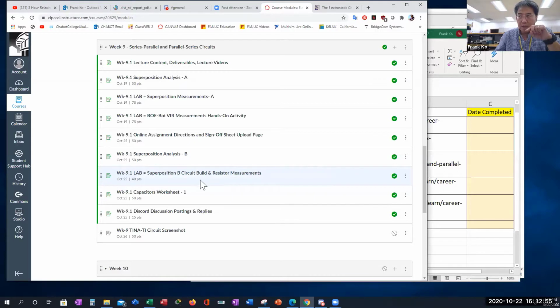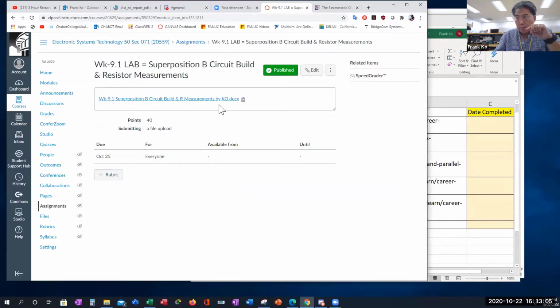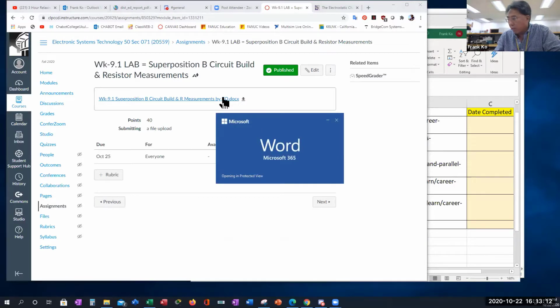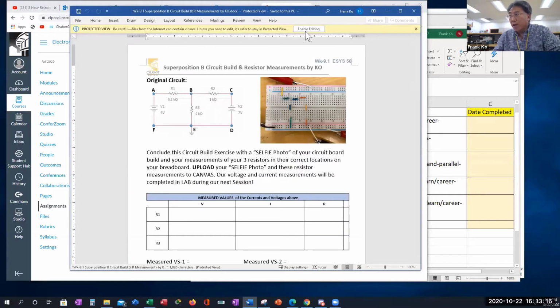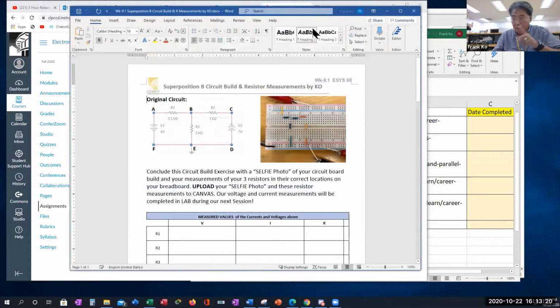But what I have in Canvas here, you can see 9-1 lab superposition build and resistor measurements. And this is worth 40 points. Let me show you what it is that you're going to be building. Here's the document. And this measurement handout is very similar to the previous measurement handout, except I don't have on here the values of currents and the values of voltages that you're going to measure. I've already measured them to confirm.